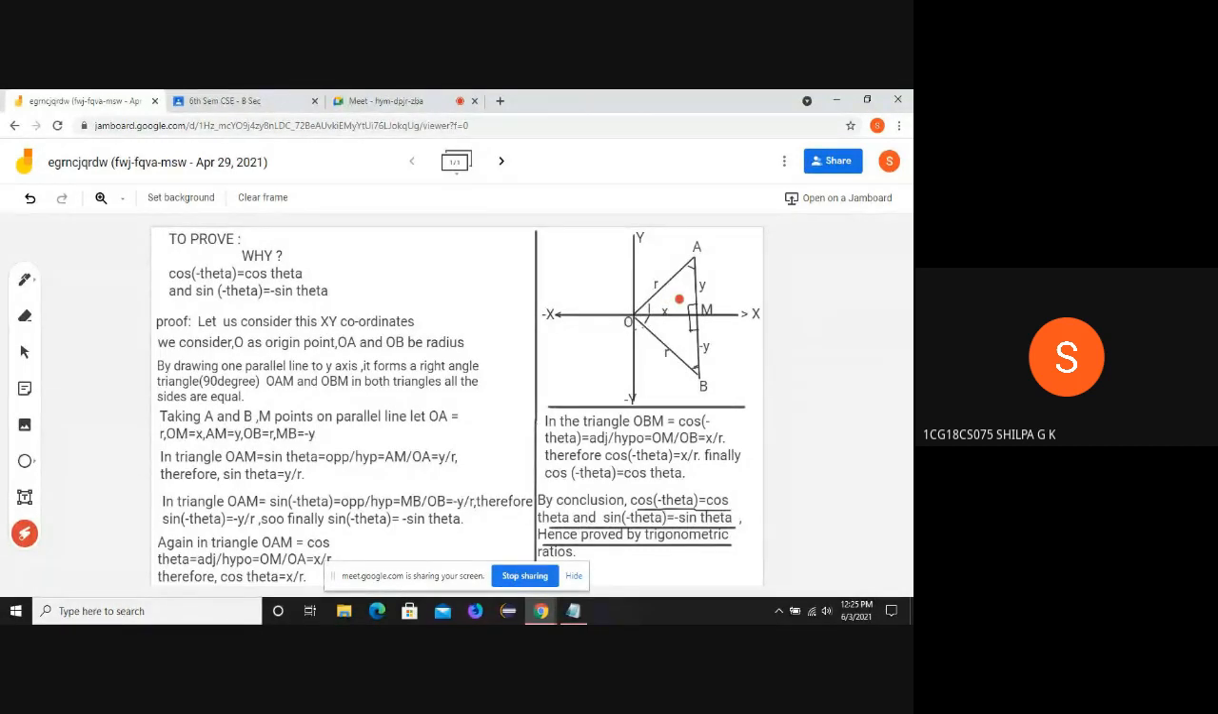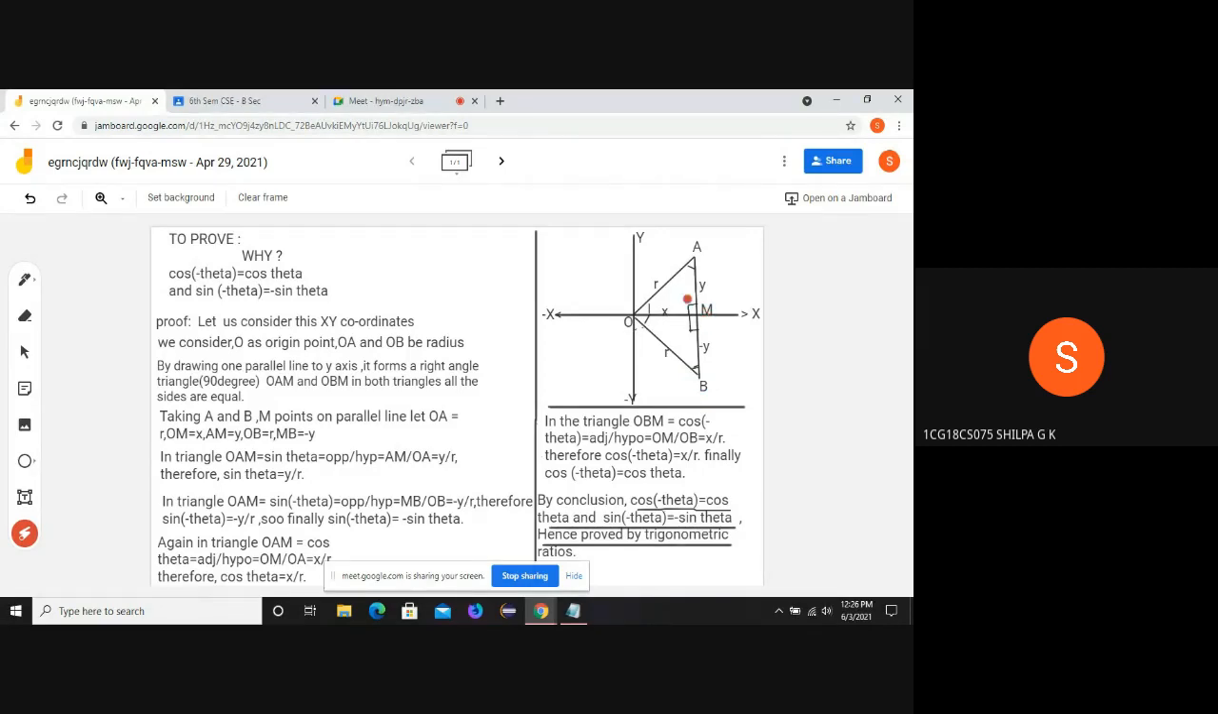First, cos positive theta is adjacent by hypotenuse, which is OM divided by OA, which is equal to x by r. So cos theta is equal to x by r, and that is considered equation 1 in the triangle OAM. After that, in the triangle OMB, cos minus theta is equal to OM divided by OB, which is equal to x by r. So cos minus theta is equal to x by r. That is considered equation 2.